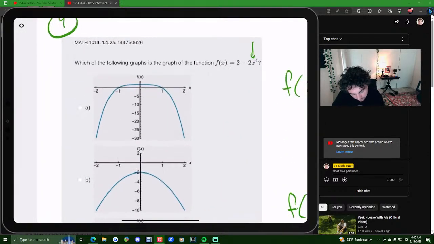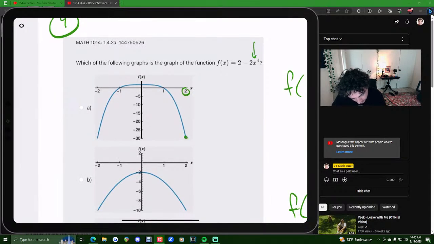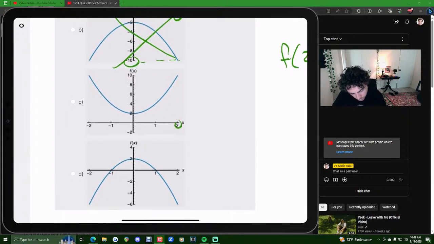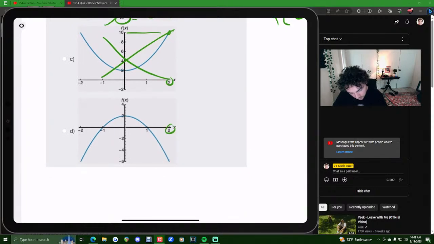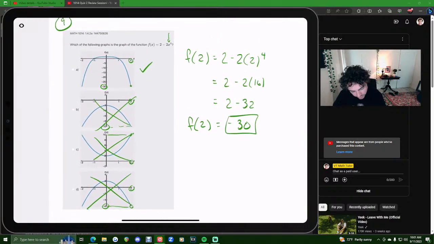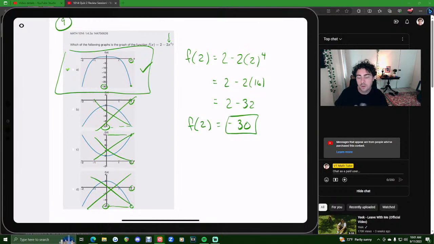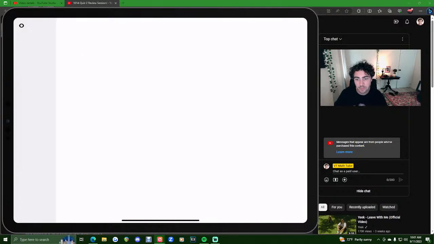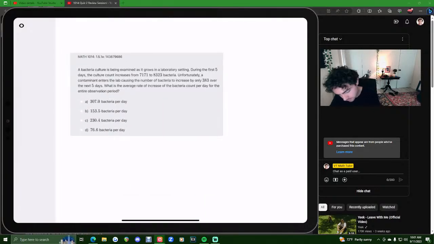So we look at these graphs and ask ourselves, at 2, do we have negative 30? That's looking pretty good. At 2, do we have negative 30? We do not. Not on that one. At 2, do we have negative 30? No, that's positive 10. And at 2, do we have negative 30? No, that's negative 6. So just using the x equals 2 method, we get the y value of negative 30, and that only shows up in option A. Okay, that's a fun one. Let's go on to number 10.